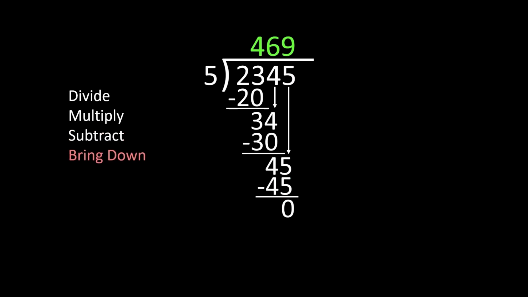Now you're on the step to bring down. And if we look in our dividend, we don't have any more numbers to bring down. So you are not going to be repeating any steps here. 2,345 divided by 5 is 469.